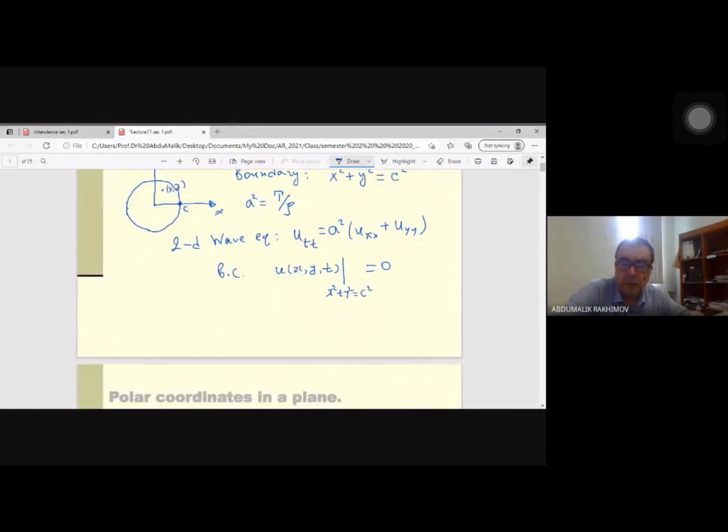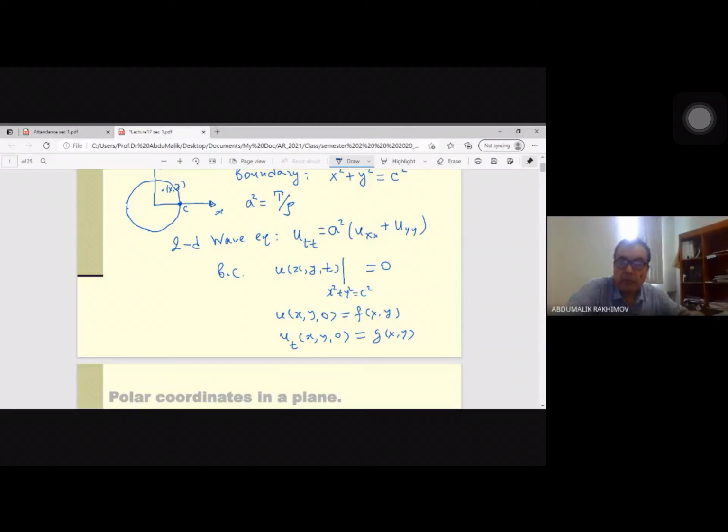So we have two initial conditions. u(x,y,0) is equal to f(x,y), right? u_t(x,y,0) is equal to g(x,y). So f(x,y) means initial form of the membrane, and g(x,y) is initial speed.